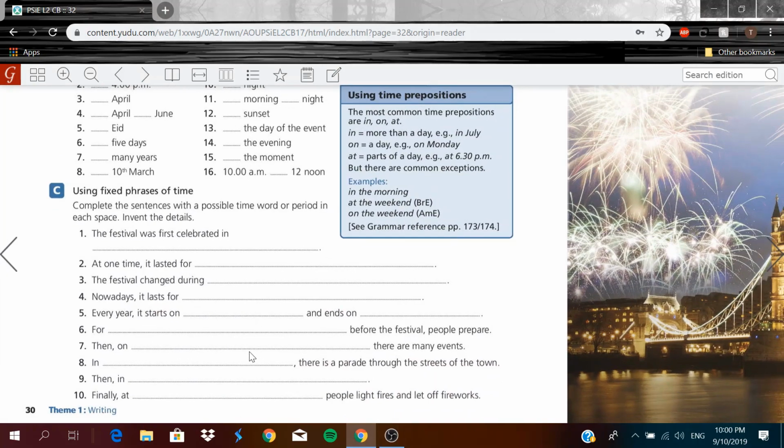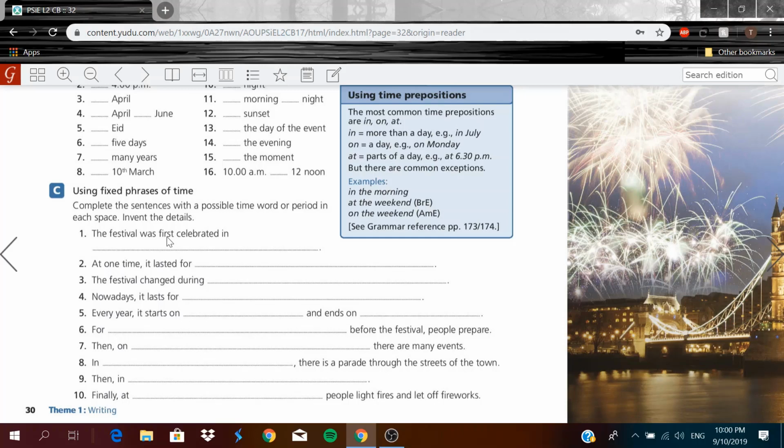Exercise C is going to be entirely up to you. So answers are going to be entirely up to you as a student, but I'll give you some examples. So we have using fixed phrases of time. Now you're going to complete the sentences with a possible time word or period in each space. You can also invent the details, by the way, so they don't have to be correct information. You can just write them down and invent the details as you go.